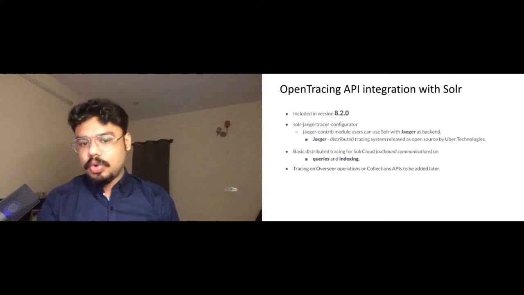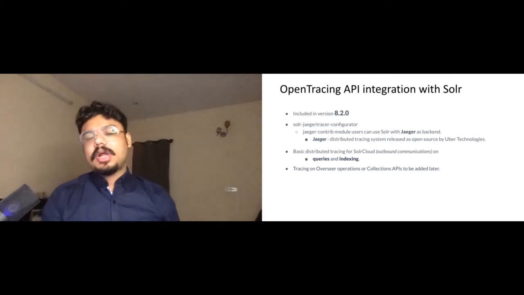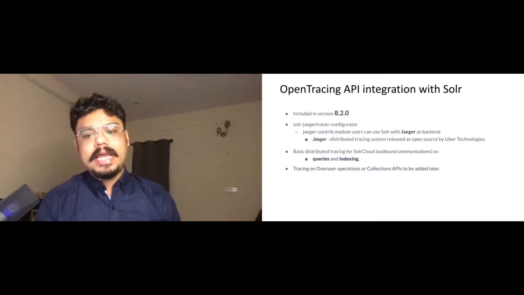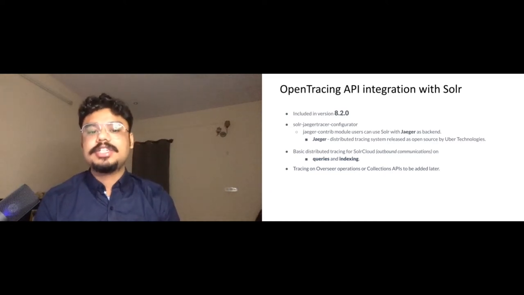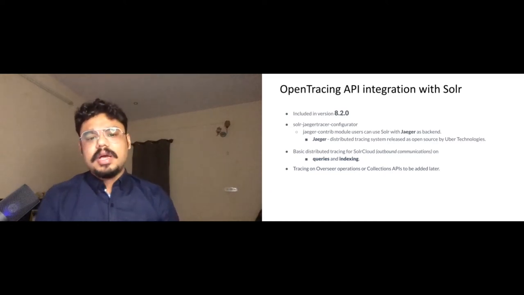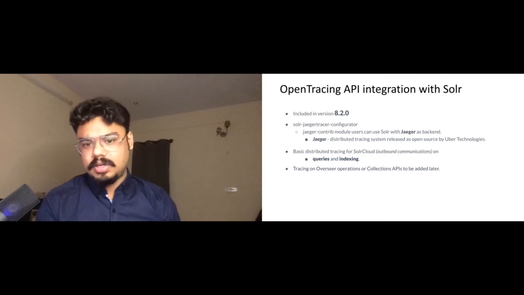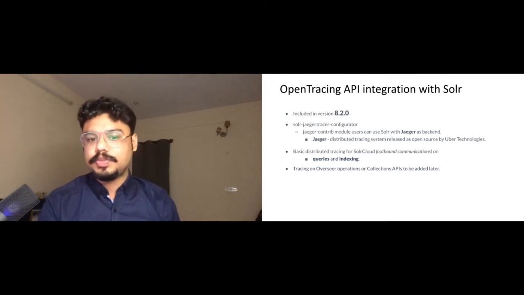In version 8.2.0, basic tracing for outbound communications on querying and indexing was introduced, with potential for adding tracing into Overseer operations and collections API in later versions. There has not been much work done after the initial release, but there is a huge potential there.